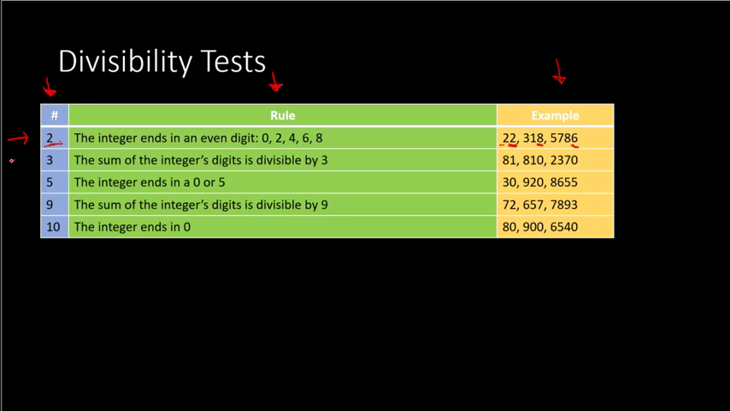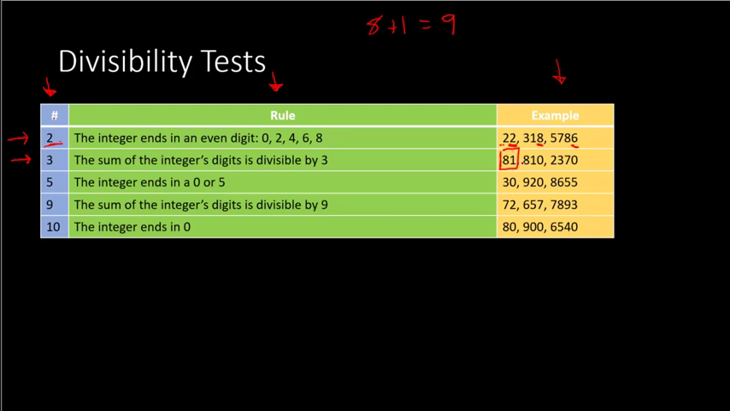Next one, we have 3. How to determine if we can divide by 3. So the rule is, if the sum of the integer's digits is divisible by 3, then the entire number we can divide by 3. So what does that mean? Well, if we take the number 81, for example, if we take those digits, 8 and 1, add them together, that's 9. Well, can we divide 9 by 3? Yeah, 9 divided by 3 is 3. So therefore, 81 can be divided by 3 also.